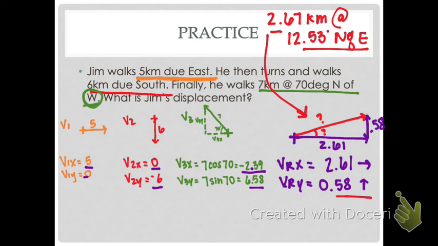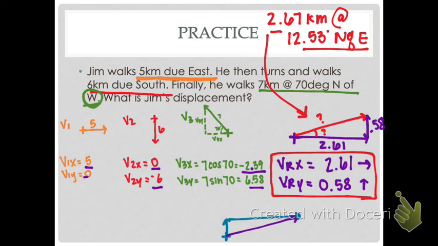Let's say that once I got to this, I had drawn my angles in the opposite direction. I had went north, then I went east. That's fine. It's still getting me to the same final location. My hypotenuse is still the same. It would have been 2.67 kilometers at, this one would have been 77.5 degrees east of north, right?